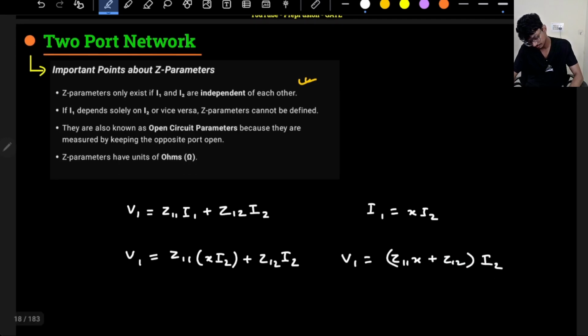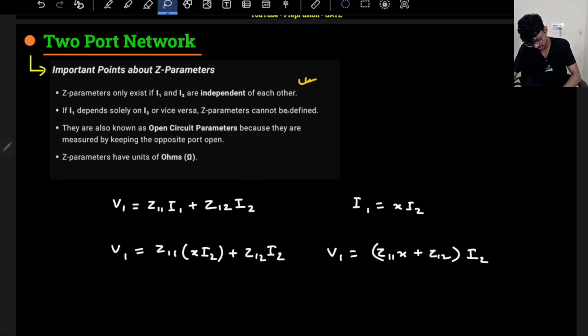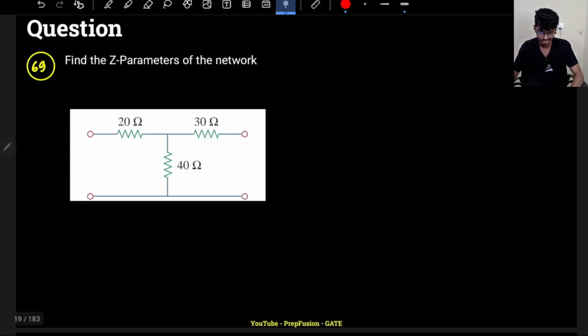How many unknowns do you have? These two unknowns, and I know only one equation. x will be some known value, that is fine. So I will never be able to find out Z11 and Z12 separately, and they will not exist. I will prove it to you as well. Just keep this in mind, and once we go into a few questions I will explain. Let's solve very, very basic things on how to solve Z parameters, and from there we will go to the difficult and complex problems.